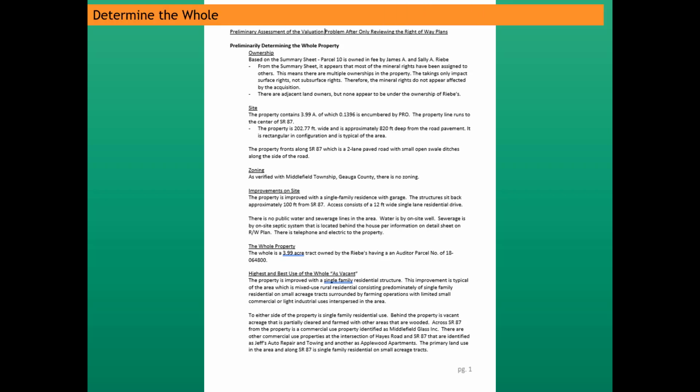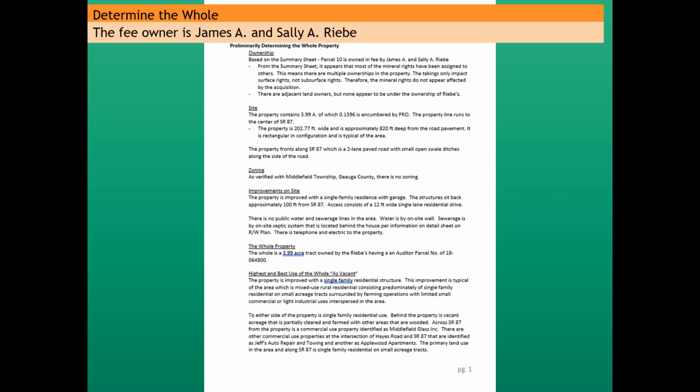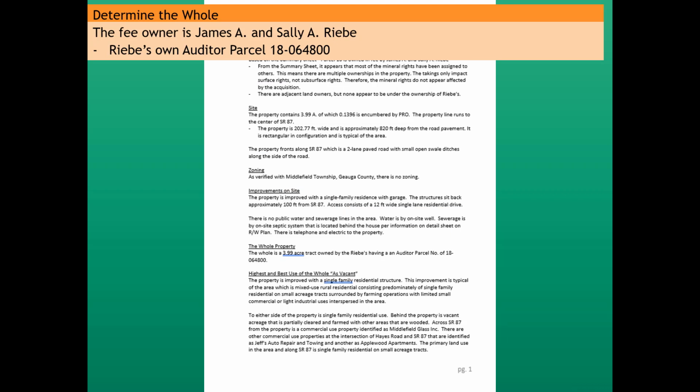Let's determine what the whole property is, because in our analysis of the appraisal scoping checklist, we have to determine if the valuation problem is complex or not. And so we have to look at the whole, we have to look at the taking, and we have to look at the residue and compare those to make a determination or an assessment. So let's start with looking at the whole. The fee owner is James and Sally Ryby. They own auditor parcel 18-06-4800.